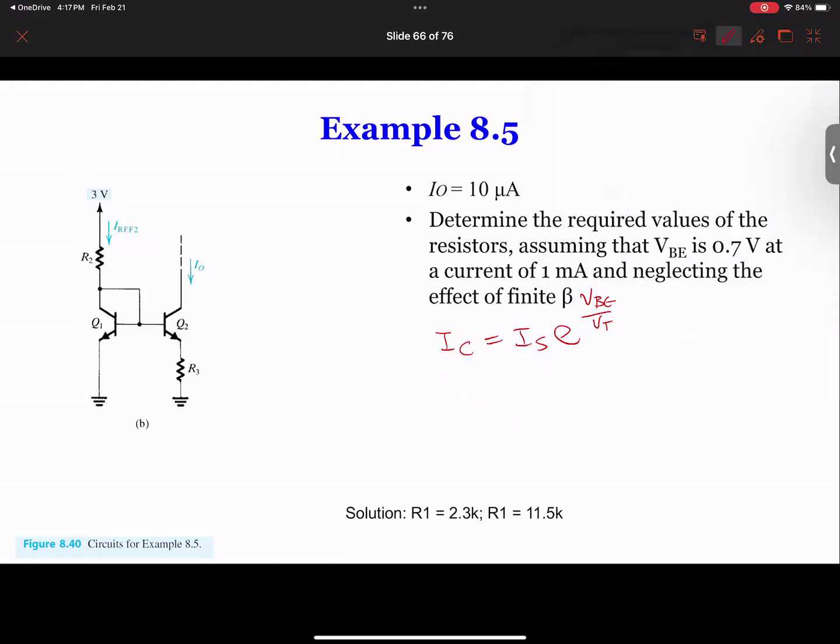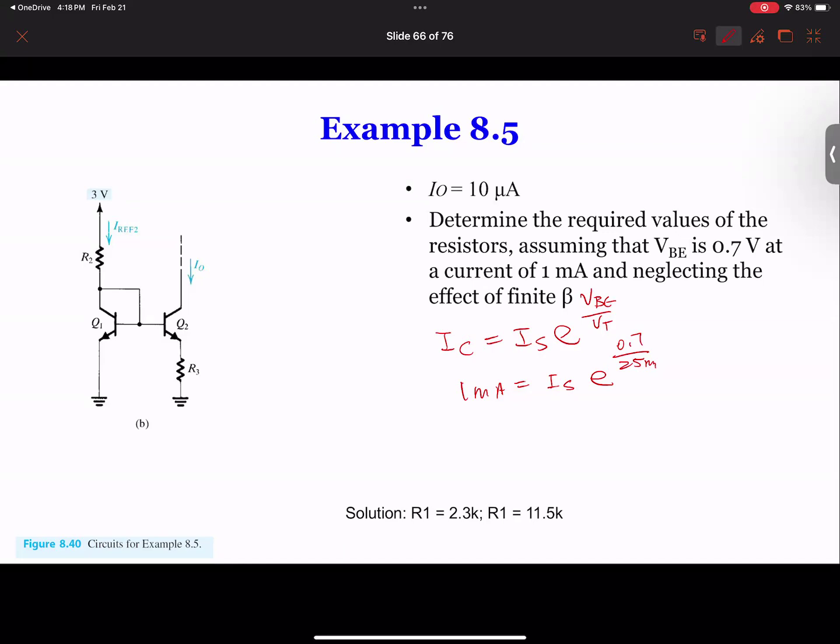So you can say IC is 1 milliamp. So we can use 1 milliamp equal to IS e to the power 0.7 divided by 25 milli. So if you do that, you can find IS, right? Because this 1 milli is given, 0.7 given, 25 given, you can find IS by taking log on both sides. You can use a calculator. So we got that.